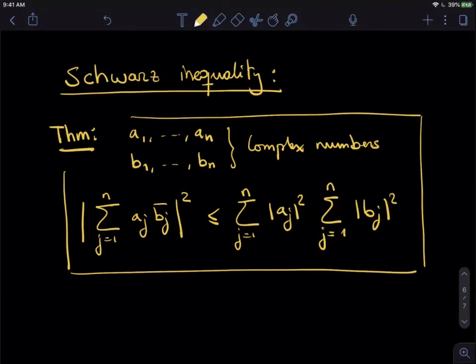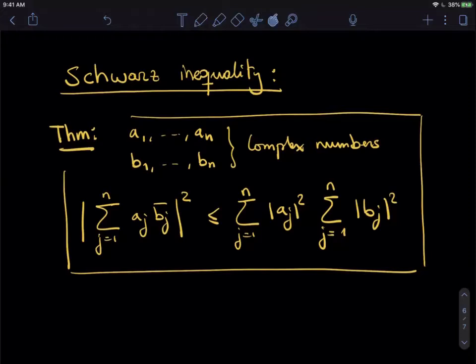A very important inequality when we are dealing with complex numbers, and also real numbers, but real numbers is a particular case, is the Schwarz inequality. Here we have two strings of complex numbers, a1 through an, b1 through bn. If you want, you can think about them as vectors, complex vectors with complex entries.